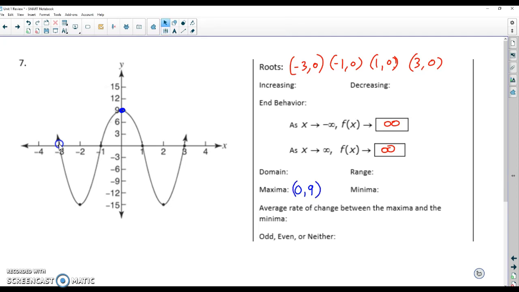Now the minimum is the exact opposite. The way I think of it is if I was to pour water across the entire graph, where would the water collect? This graph looks like it would actually collect in two places. It would collect down here, and it would collect in here. So basically that means that both points are considered to be minimums. One of the minimums looks like it's at (-2, -15), and the second one is at (2, -15).